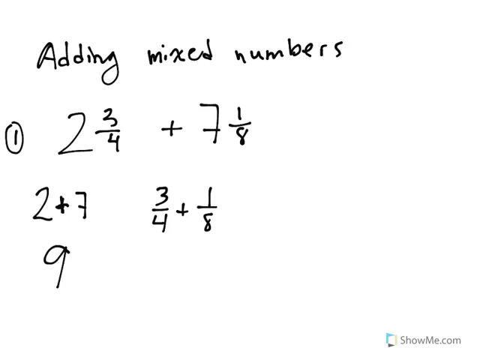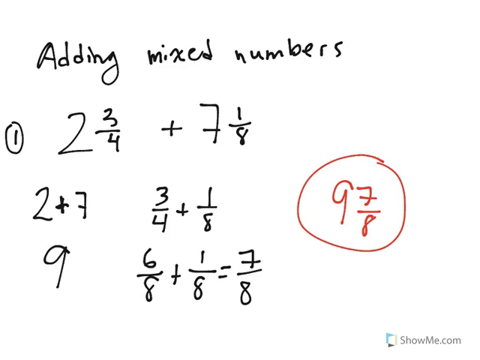So 2 plus 7 is 9. Oops, sorry about that. And now we have 3/4 plus 1/8. Well, we need to find the least common denominator, which is 8. Since we had to multiply 4 times 2 to get 8, we have to multiply 3 times 2 to get 6. And then, of course, this is just 1. So 6/8 plus 1/8 is 7/8. And if we put everything back together now, we are left with 9 and 7/8 as our answer.